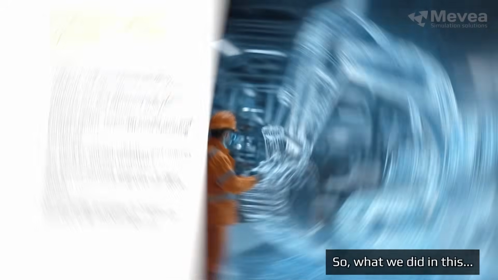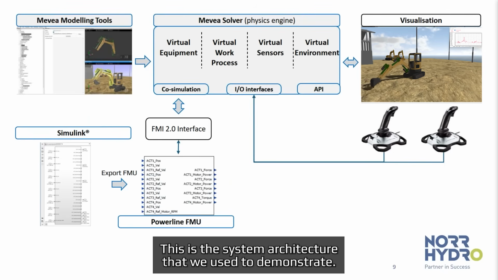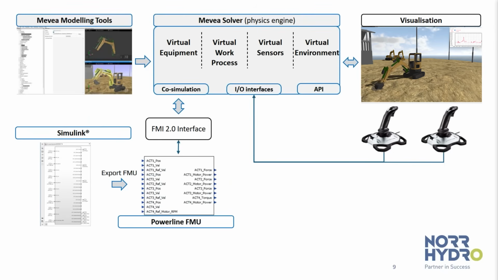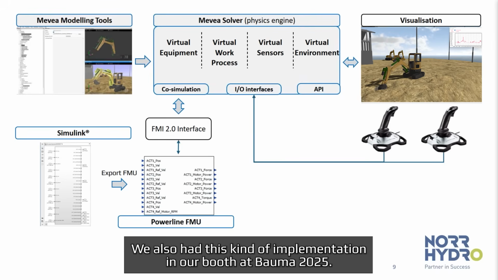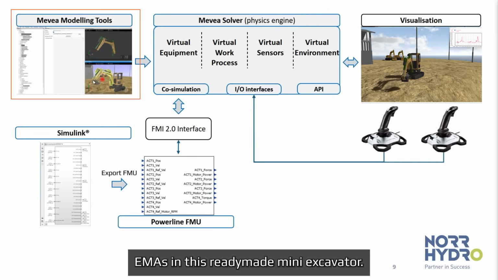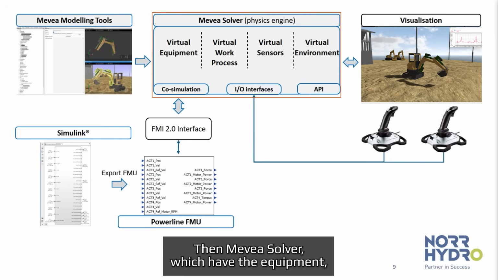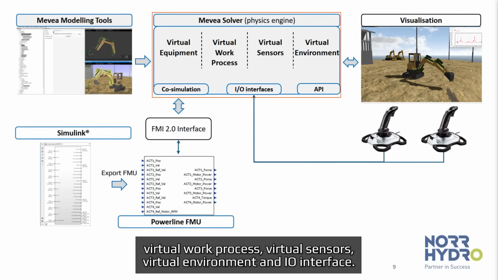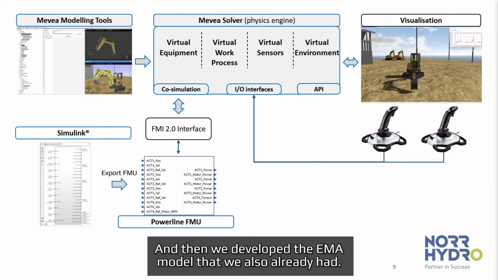So this is the system architecture that we used to demonstrate. We also had this kind of implementation in our booth at Bauma 2025. We used Mevea modeling tools to model EMAs in this ready-made mini excavator. Then the Mevea solver had the equipment, the virtual work process, virtual sensors, virtual environment, and I/O interface. And then we developed the EMA model that we also already had.